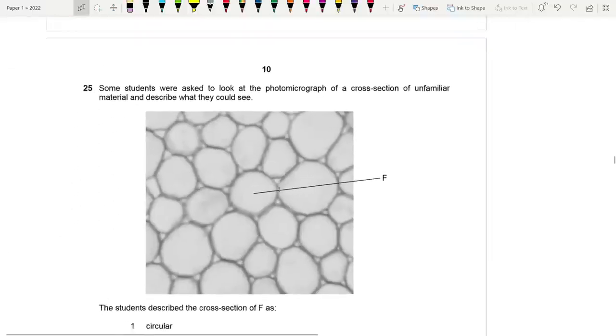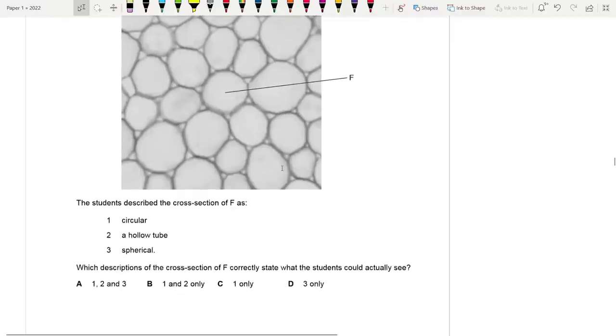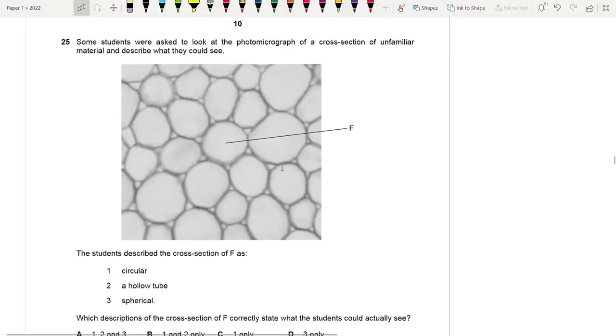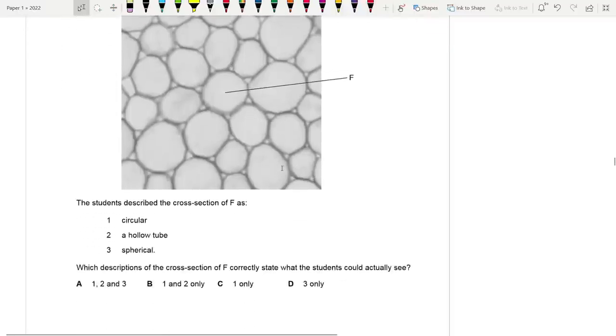For 25, some students were asked to look at the photomicrograph of a cross-section of unfamiliar material and describe what they could see. So this is basically a cross-section. Do you guys understand? So we know for a fact that it is circular because it was like this and we cut it like this and we're looking at it from above now. So we can say that it is circular. But we don't know about the 3D shape, okay? We can't say that it's spherical, but we do know that it's circular.